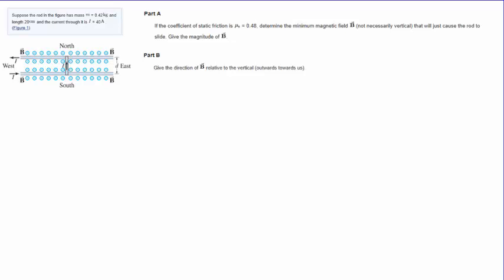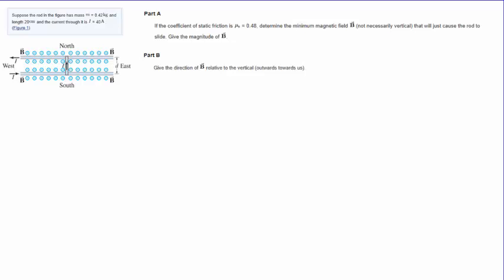Suppose the rod in the figure has a mass of 0.42 kilograms and a length of 20 centimeters, and the current through it is 40 amperes. Part A. If the coefficient of static friction is 0.48, determine the minimum magnetic field, not necessarily vertical, that will cause the rod to slide, and give the magnitude of B. In Part B, we're asked to find the direction of the magnetic field relative to the vertical.